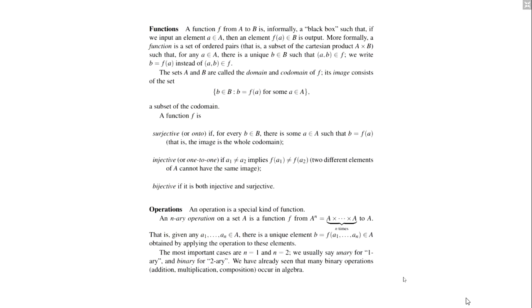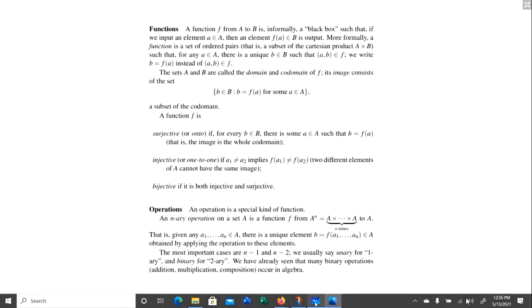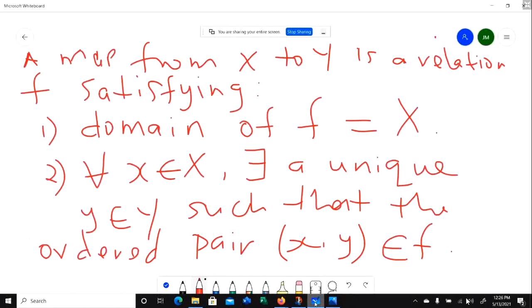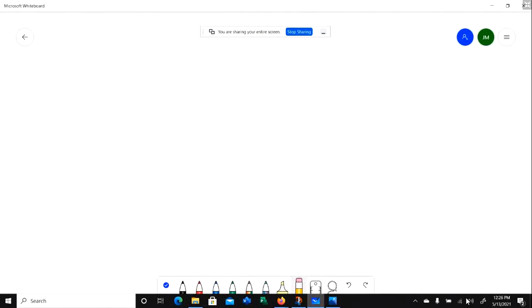Now, next we look at equality. I'll share the next screen. I want to say something about equality of mappings. Remember we said sets are equal if their elements are identical. So let's say something concerning the equality of mappings.